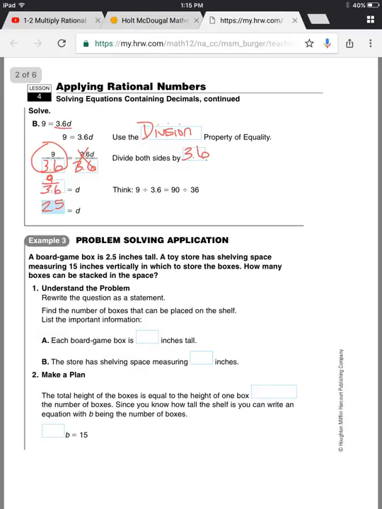List the important information. Each board game is 2.5 inches tall. We need to know that. And the store has shelving space measuring 15 inches. So that's the information we know, and that's the information we're going to use to see how many boxes we can stack on that shelf. So we're going to make a plan. The total height of the boxes is equal to the height of one box times the number of boxes.